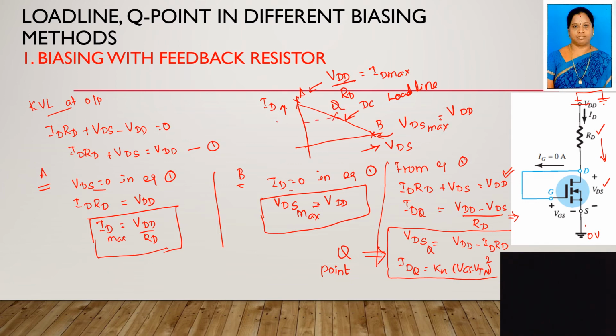So this point is called IDQ. From this current equation, you can find out IDQ, right? After finding out the IDQ, if you use this equation, you will find what is VDSQ.